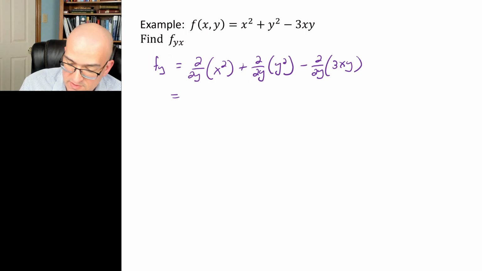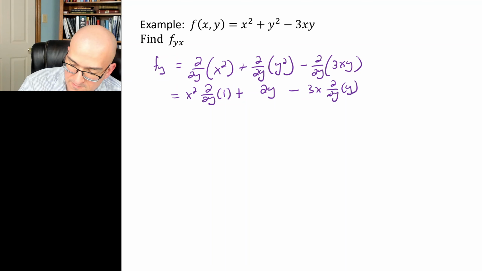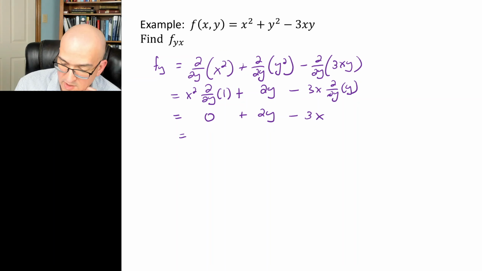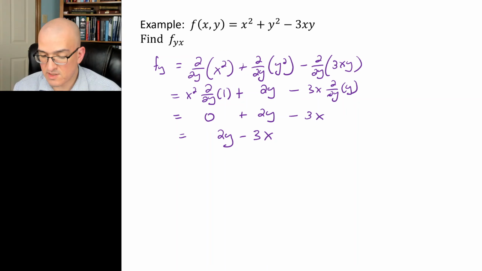We're going to factor the constants out front, x squared times the y derivative of 1, plus the derivative of y squared is 2y, minus 3x times the y derivative of y. So we'll get 0 plus 2y minus 3x. So 2y minus 3x. Now we'll take the x derivative of that.